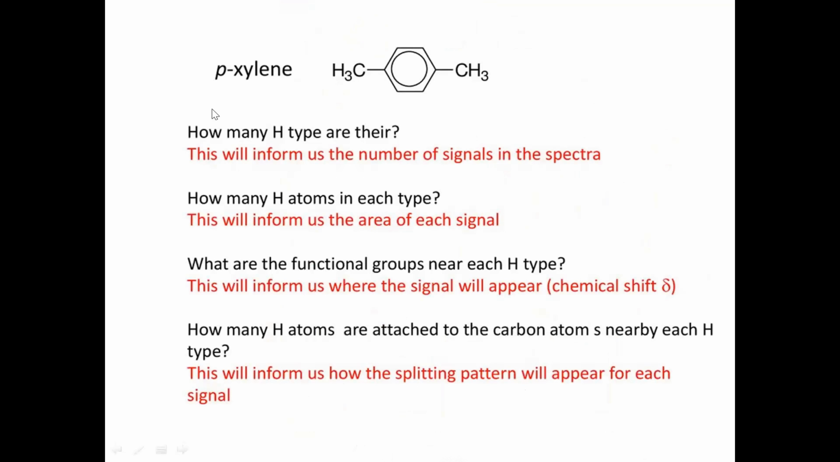So in the case of this compound, how many hydrogens are there? Only one signal appears for six protons, because these are equivalent protons. How many hydrogens of each type will inform us the area of a signal. Only one type of hydrogen is there. Is there a functional group near each hydrogen atom? No functional group is present. And how many hydrogens are attached to the carbon atoms near each hydrogen type. So you can see this one, these are the ortho, these are one type, those are the second type, so only two types of hydrogens are there.